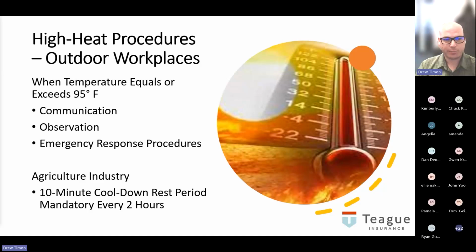All right, so high heat procedures for outdoor workplaces. This is when the temperature equals or exceeds 95 degrees. An employer has to implement additional precautions like communication. We have to ensure that there's an effective way to communicate with our team, whether it's through voice, observations, cell phones, or radios. We have to have an emergency response procedure put in place.